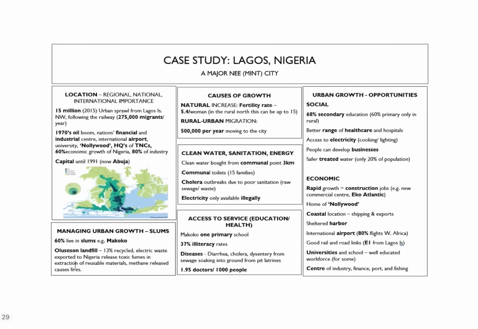So if we start with the first big case study, the first case study you need for urban issues and challenges is Lagos in Nigeria. Lagos in Nigeria is your case study of a major city that's in an NEE. And essentially for this one, you need to know what's causing it to grow there, and you need to know a bit about opportunity and challenge as well.